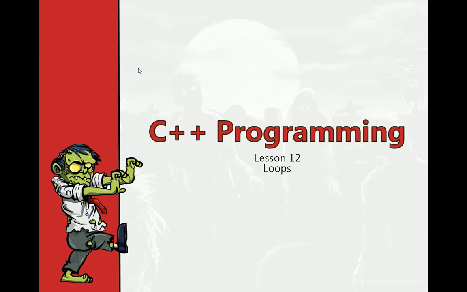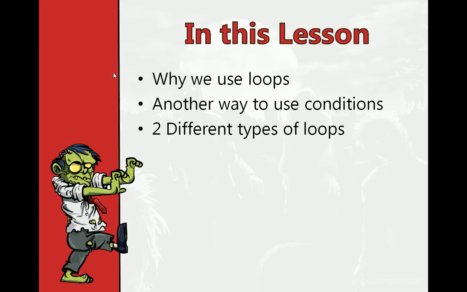In Lesson 12, we're going to learn about loops. We're going to learn why we want to use loops, and another way to use these conditions we've been talking about. Not only can you use them in if statements, but you can use them in loops as well. We're going to learn about two different types of loops. There are more than two, but we're going to look at two right now. Depending on the programming language you're using, there's three, if not four types of loops. They're not really that hard to keep straight.